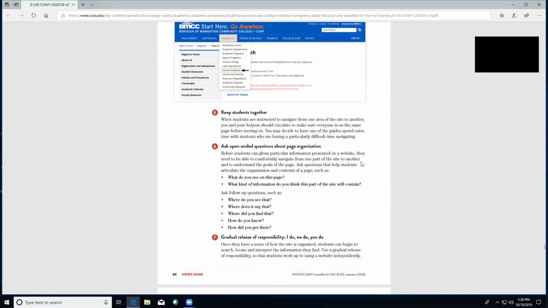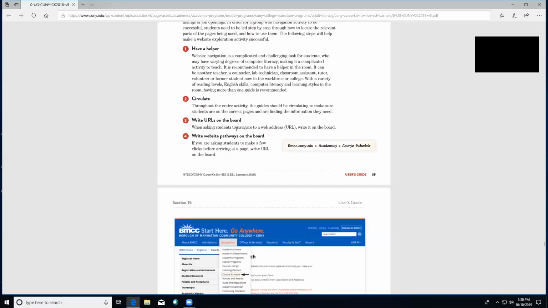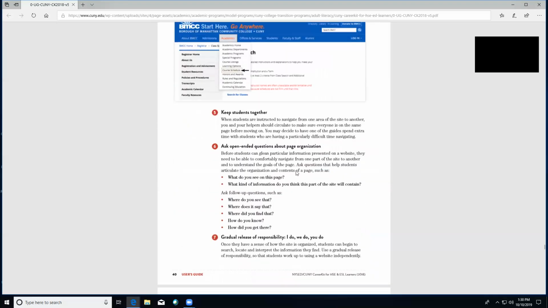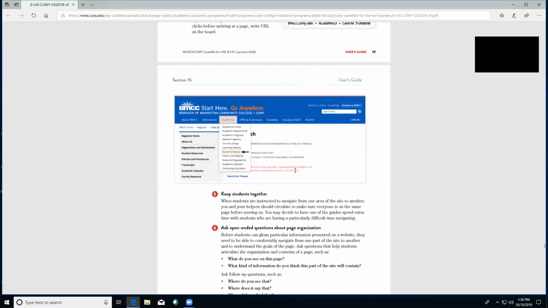The next point is really important, and that is to keep students together. The way you keep students together is to give them one tiny instruction at a time and do very, very heavy scaffolding of this activity. So instead of doing what I just set up here, where you say, go to BMCC, then click on academics, then click on course schedule, you're going to say just the first part.